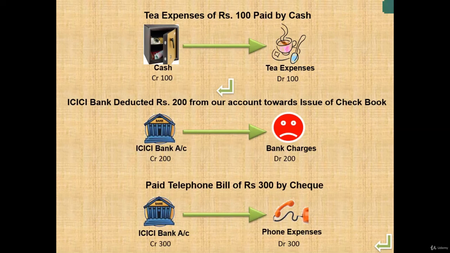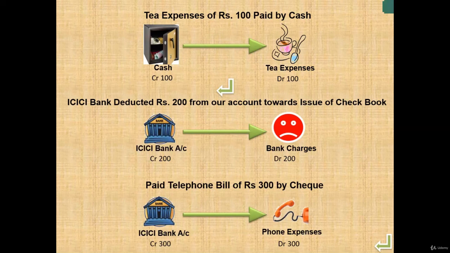Our last transaction is the company had paid a telephone bill of rupees 300 by check. So if we are providing a check, then what will happen? ICICI bank account will be decreased and the telephone expense is my nominal account. So as per the rule, the nominal account expenses will be debited and my real account is decreasing, so this will be credited. So our entry becomes telephone expenses account debit to ICICI bank account.